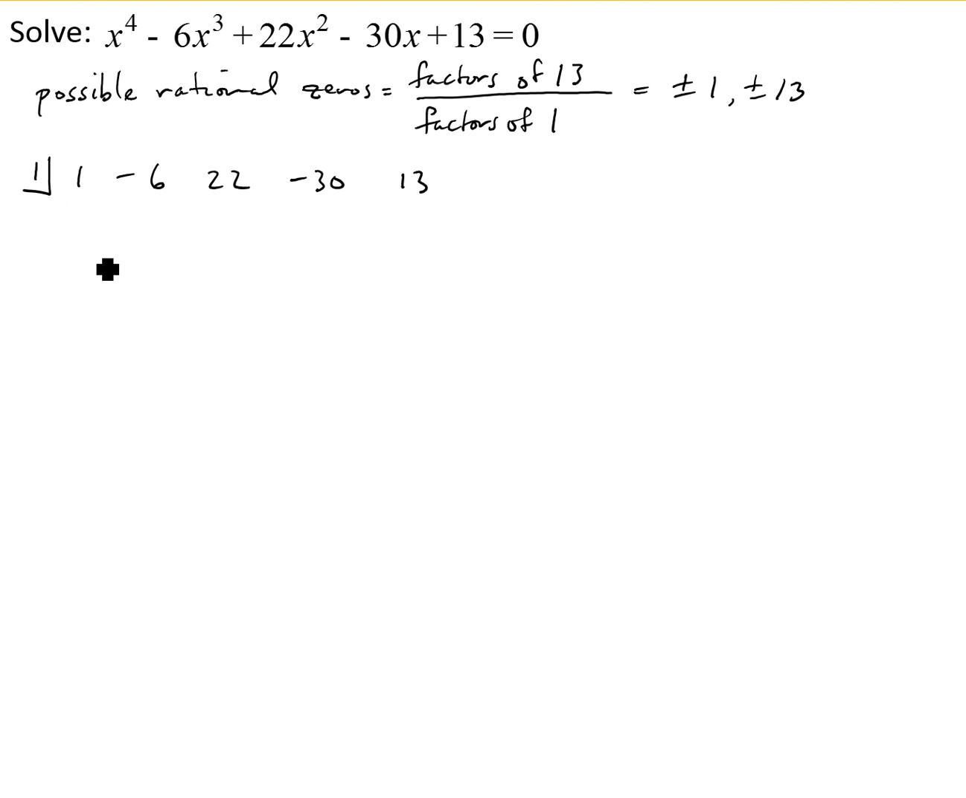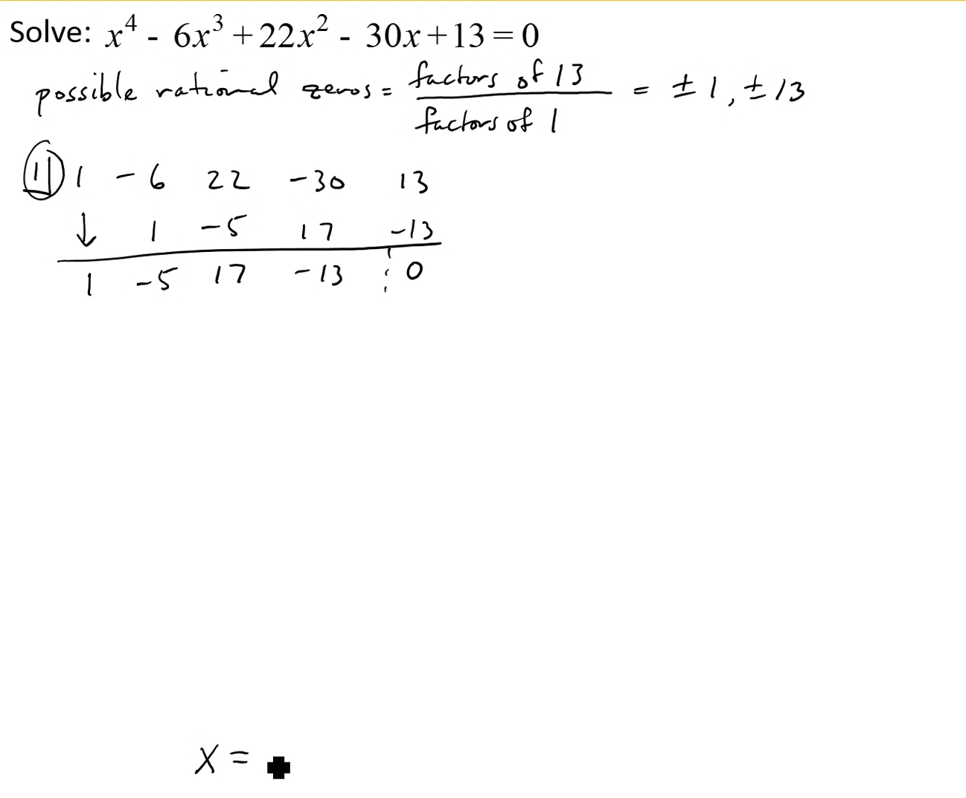And we're looking for a remainder of 0. If the remainder is 0, then we have found one of the solutions. If it's not, then we need to keep looking through the rest of that list. And plugging in a 1 there in the box gave us a remainder of 0. So that is one of our solutions. So I'll keep track of those down here. So far we have x equals 1.